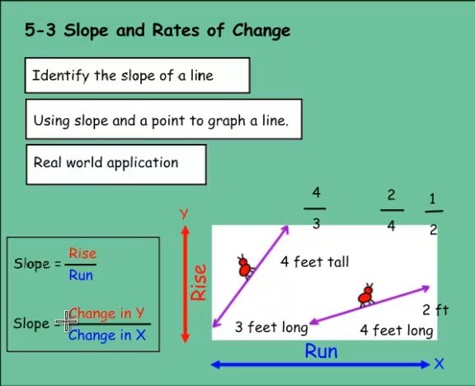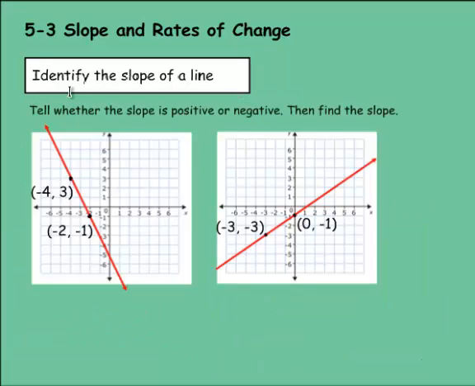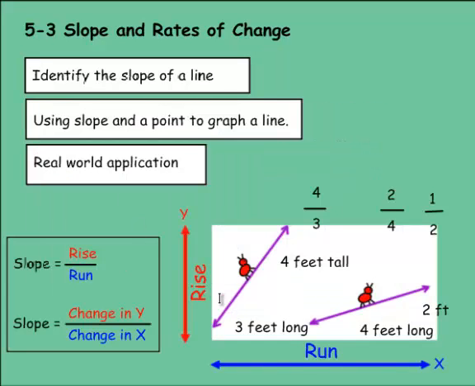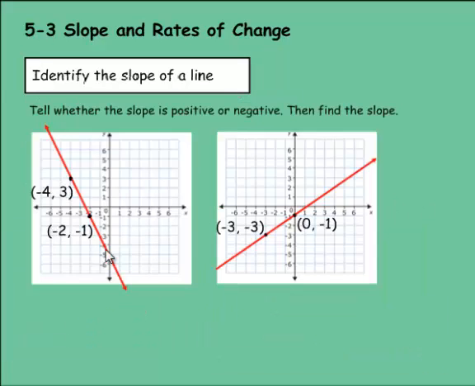On a coordinate plane, you can do this the same way. You can find the change in y, remember y is up and down, over the change in x, which is left and right. And you can use that same formula to solve slope on a coordinate plane. So let's do that. It says tell whether the slope is positive or negative, then find the slope. You'll notice that in these situations, both of these ants were going up, a positive slope. They were both going up. Neither of them were going down. And you'll see that if they were going down, it would actually be a negative slope. And that's the easiest way to tell.